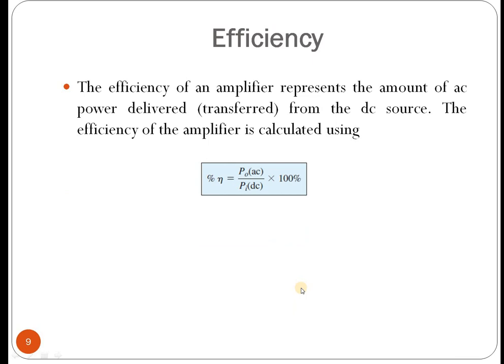And then the efficiency. The efficiency of an amplifier represents the amount of AC power delivered from the DC source. So efficiency must be output divided by input. The percentage of efficiency is equal to PO AC divided by PI DC, because the input power is DC, multiplied by 100% to get the result in percentage.